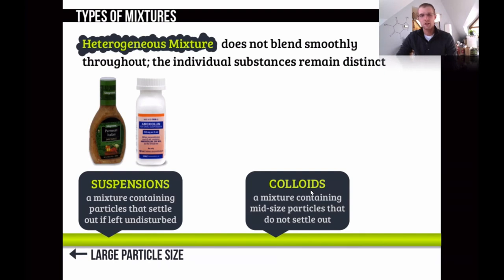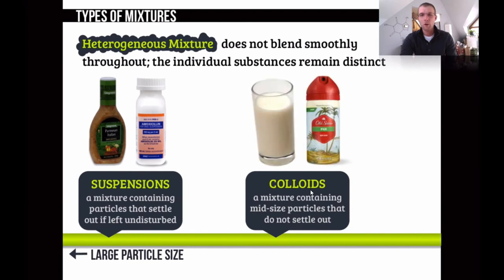So that's the major distinction between suspensions and colloids, is that in suspensions you see the particles begin to settle out. In colloids, that just doesn't happen. Colloids are tougher to see. In fact, in some cases are impossible to see with the naked eye. You can't really necessarily see the particles unless you shine light through it, but we'll get to that in a second. Good examples of colloids would be milk.